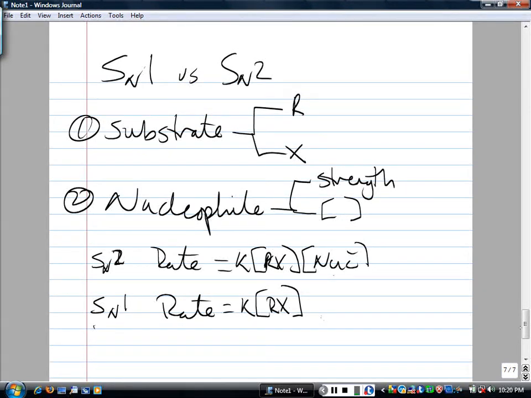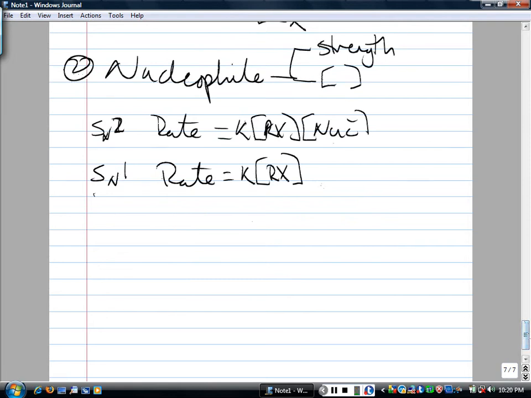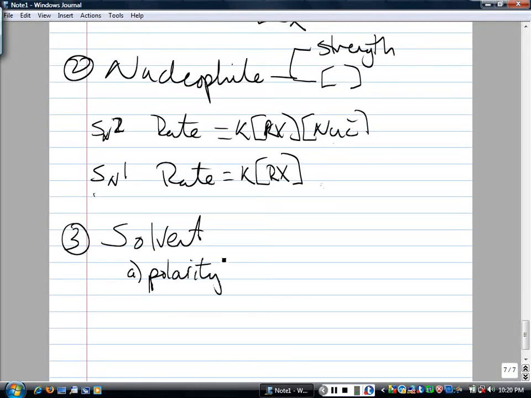So that's the nucleophile. The third factor that affects partitioning of a reaction between SN1 and SN2 is the solvent. Okay? And we're going to look at solvent in just a couple of ways. I'm just going to spend 10 more minutes on this and then we'll finish. We can look at the solvent in terms of A, its polarity, and B, its proticity. Okay, so let's see how polarity works.